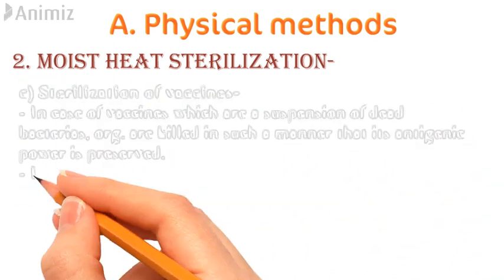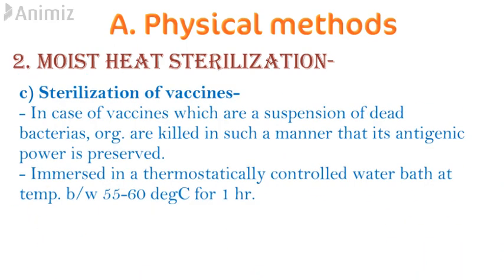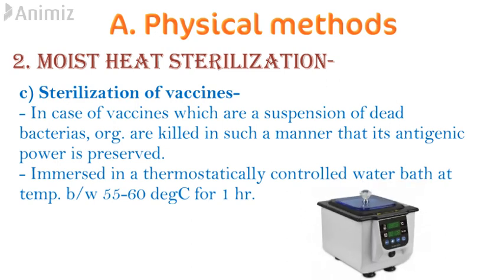And sterilization of vaccines. In case of vaccines, which are a suspension of dead bacteria, organisms are killed in such a manner that its antigenic power is preserved. In this, they are immersed in a thermostatically controlled water bath at a temperature between 55 to 60 degrees Celsius for 1 hour.